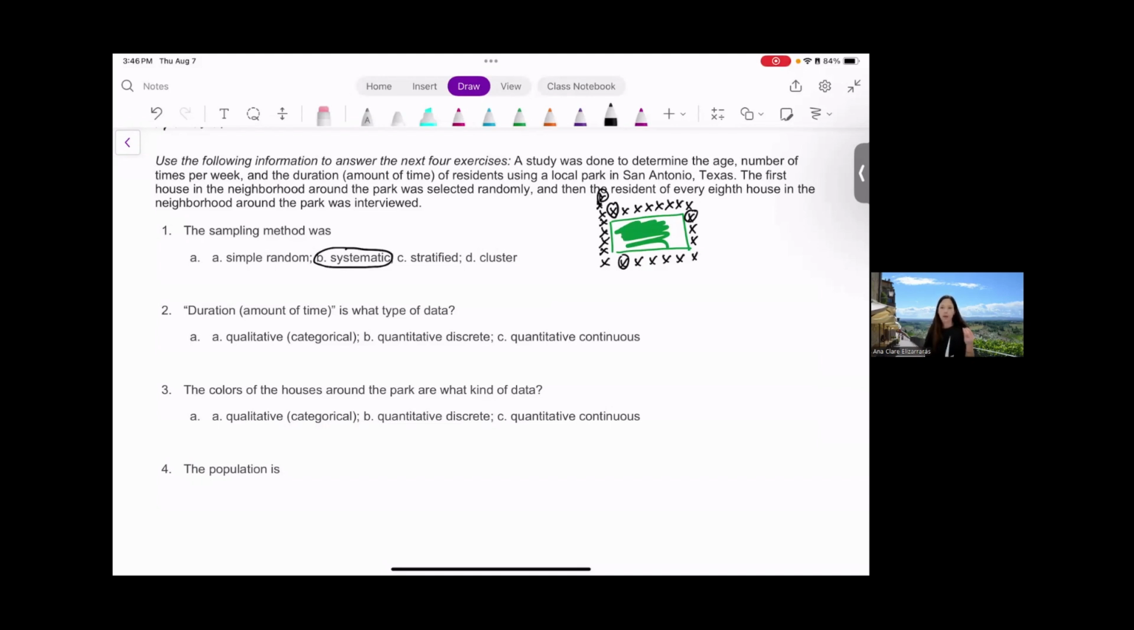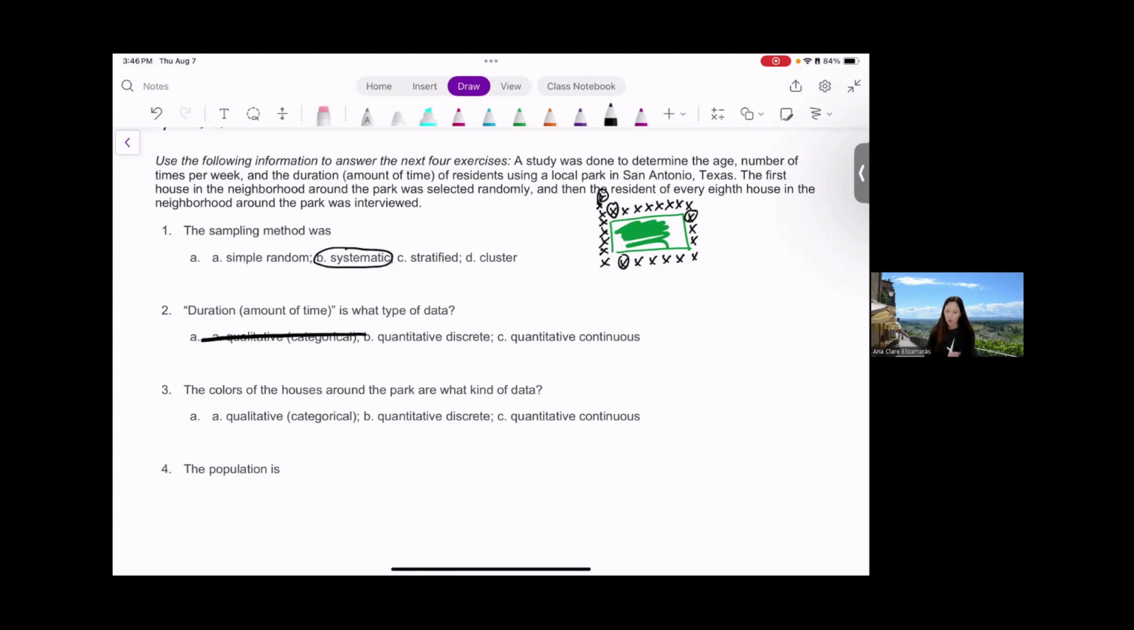Duration, or the amount of time, is a type of data. So the amount of time that they're using the park. How long did you spend in the park? Do you think that this is qualitative? Do you think it is quantitative discrete or quantitative continuous? Okay. I'm in the park for how long? How much time did you spend in the park? I spent an hour. I spent 2 hours. So this is not categorical. This is an amount of time that you're measuring. This is quantitative.